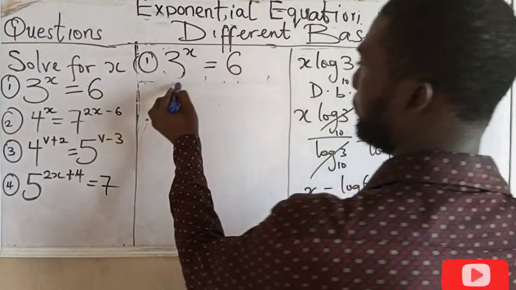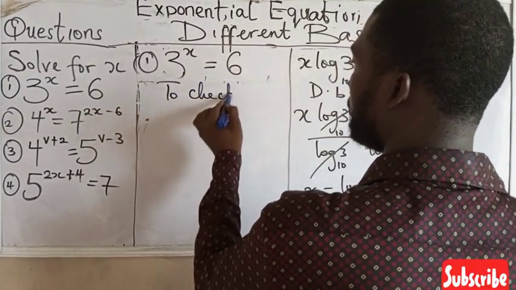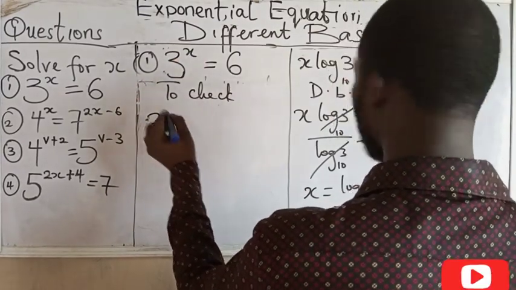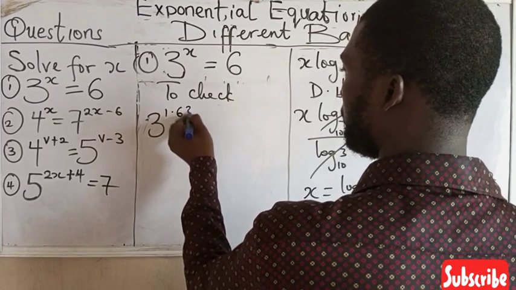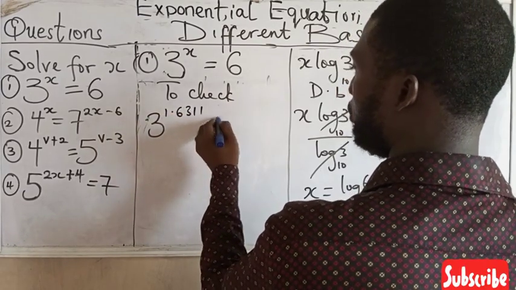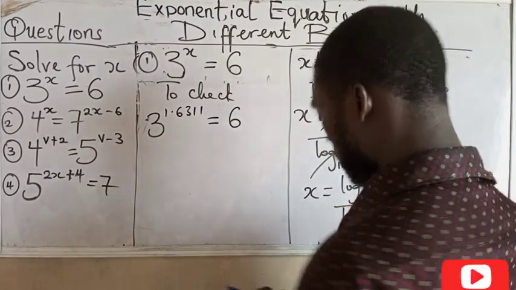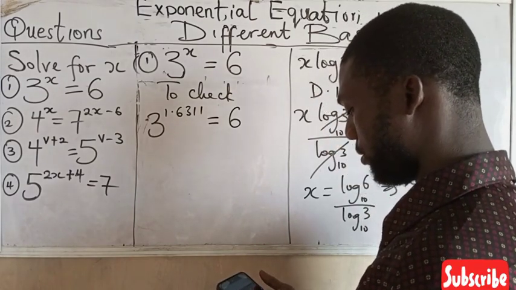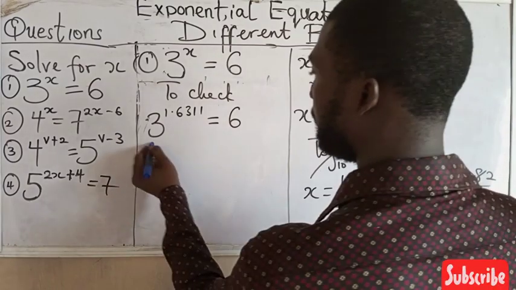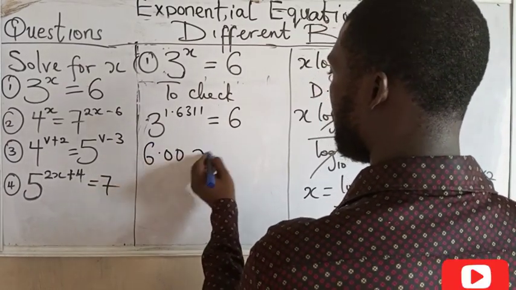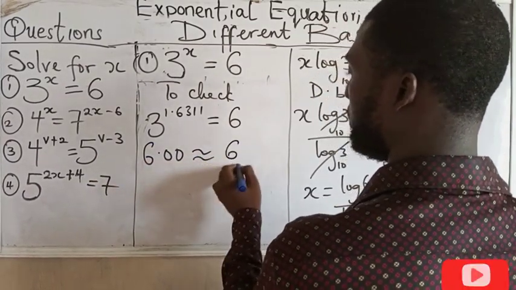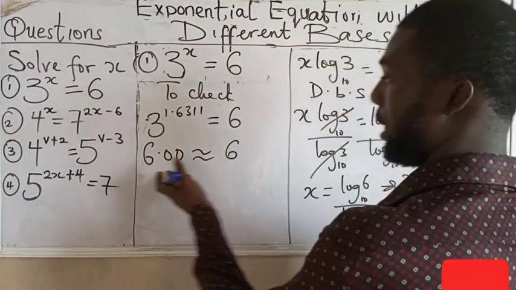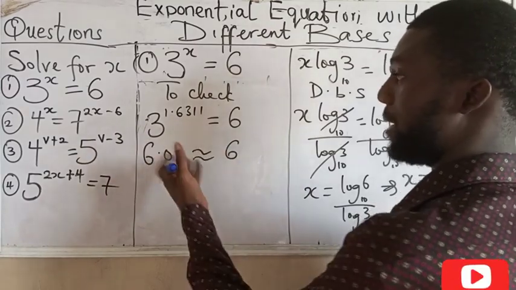To check, substitute the value of x into this equation. So we have 3 raised to power, what's our new value of x? 1.6311. So we want to check if it is equal to 6. So what is 3 raised to power 1.6311? So we have 6.00, and you can see that it's approximately 6, or it is 6, whichever way, because I approximated this, and we have decimals and so on.